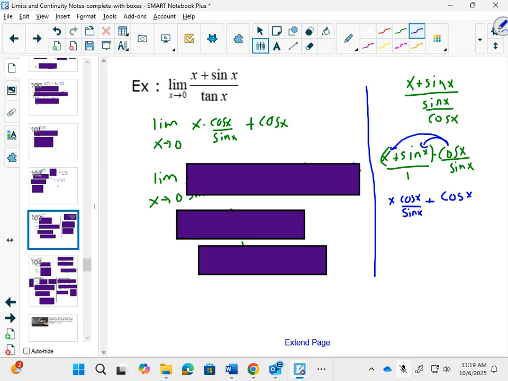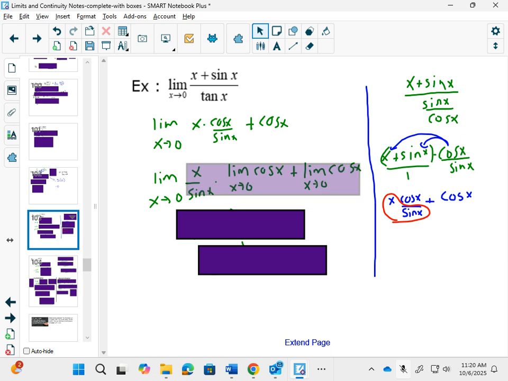What is nice about this? Well, do you see that here you have your sine x over x or x over sine x part? That's our one limit theorem. So now can we break things up? I can break this up to the limit as x goes to 0 of the x over sine x times the limit as x goes to 0 of the cos x plus the limit as x goes to 0 of the cos x. So now I'm going to do each of these separately.